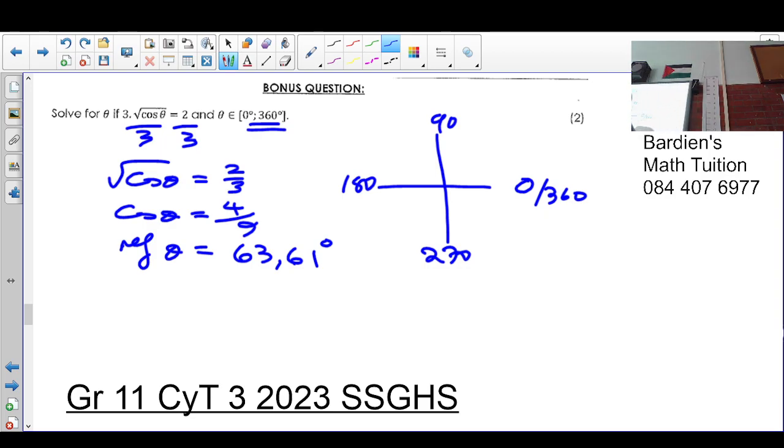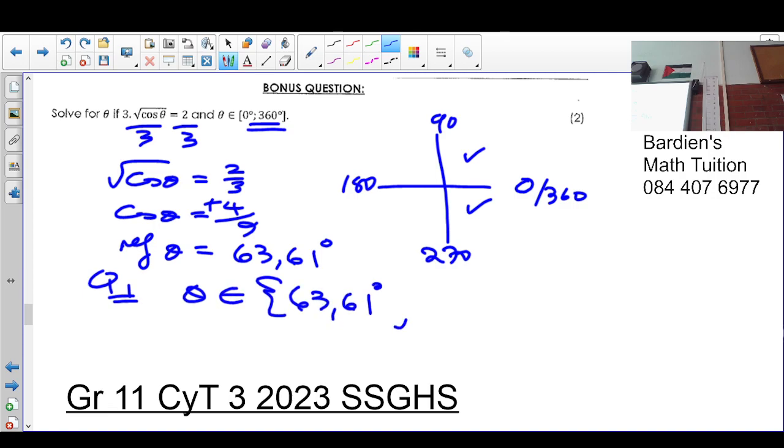So the question you ask yourself, in which quadrant is cos positive? Which quadrant is cos positive? Quadrant 1 and 4. So in quadrant 1, theta is an element of, in quadrant 1, 63.61 degrees. In quadrant 4, it's going to be 360 minus that angle. So 360 minus that angle is going to give you 296.39. Okay.